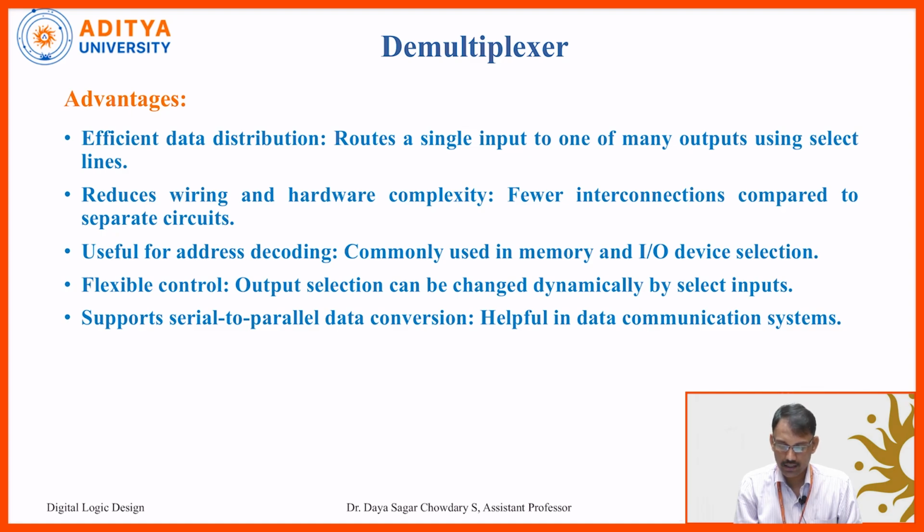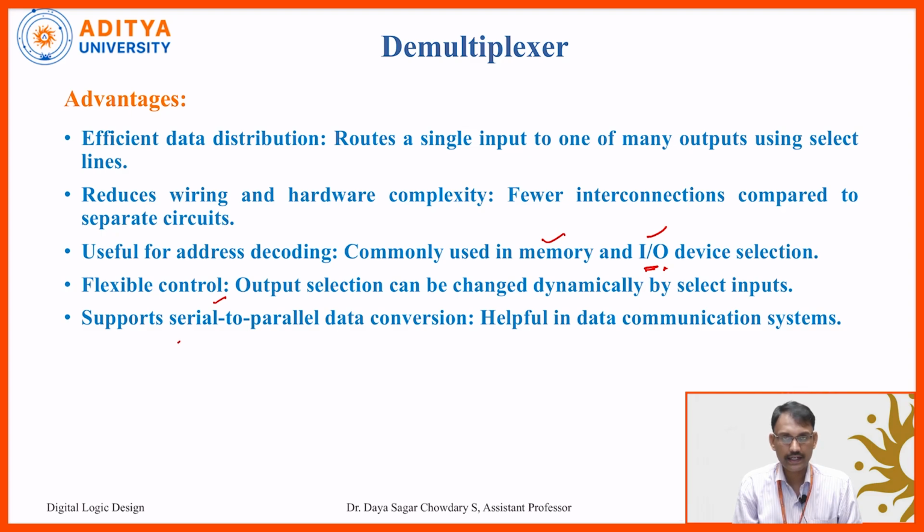Here I gave 2 examples. Most of the time they are used in memory and also in IO devices, that means input and output devices. In order to select the input and output devices, most of the time we use these demultiplexers. Then there is flexible control, that means output selection can be changed dynamically by input selections.